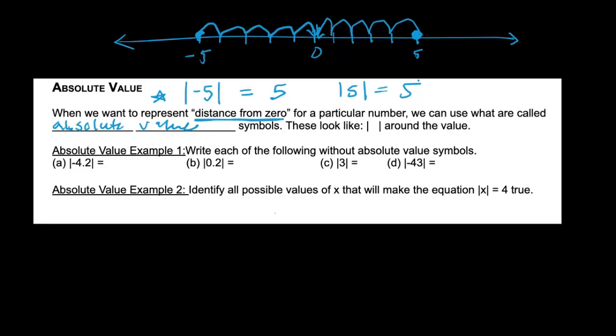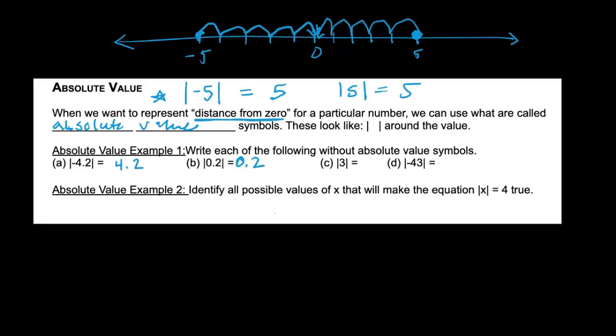Let's look at two examples. Write each of the following without absolute value symbols. The absolute value of -4.2: it's on the left side of 0 on the number line. How far away is it from 0? It is 4.2 units away. In example B, how far away is 0.2 from 0? It's 0.2 units away from 0.